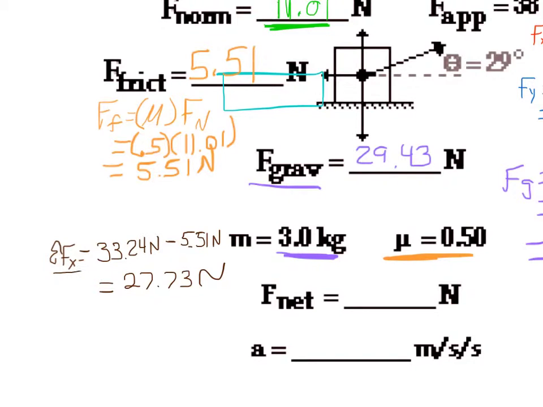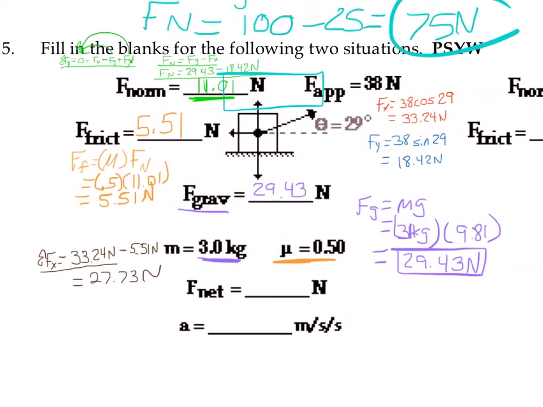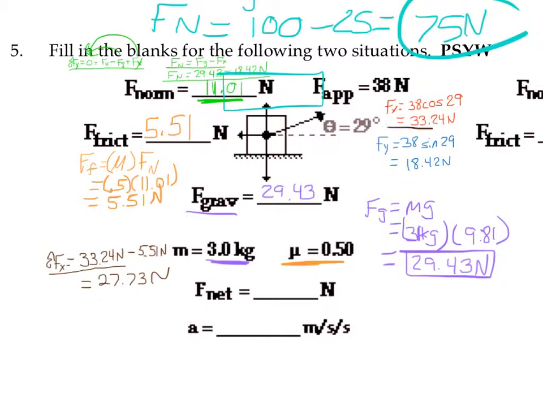So to find the net force in the x, we take the force in the x component that we calculated, which was 33.24 newtons, and we subtract it from our force of friction because it's pointing in the opposite direction, and we get our net force in the x direction is 27.73 newtons.